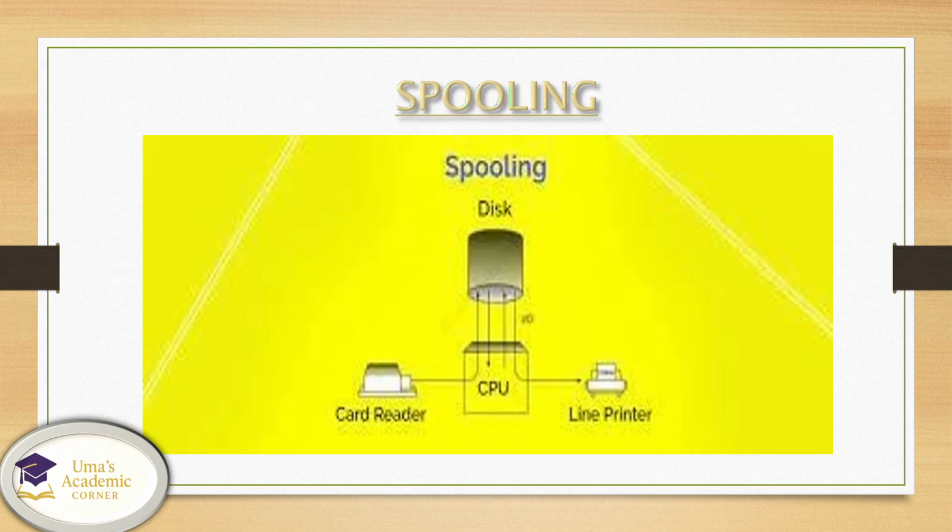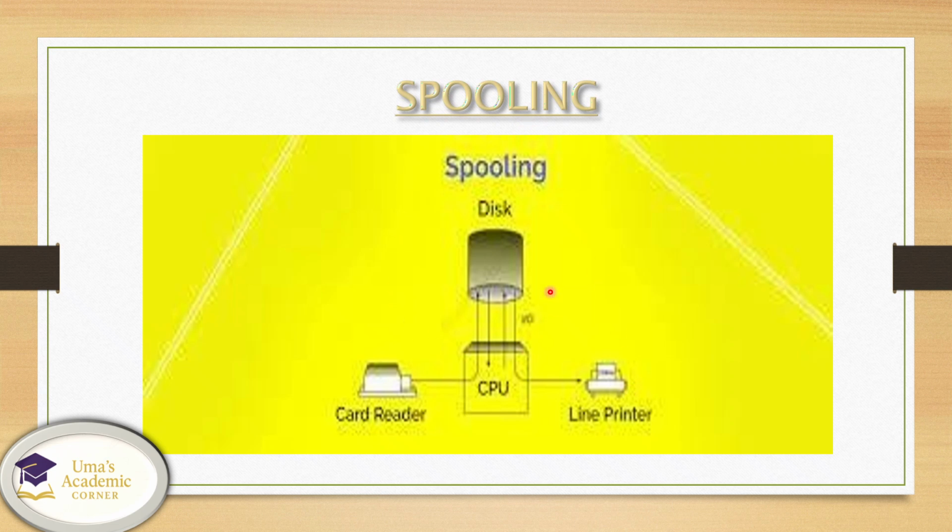See this diagram so that you will understand exactly what spooling will do. As soon as the card reader reads the data, if you want to print, it will just wait in a disk. Once the printer is ready to accept the content from the disk, the content will be moved to the printer.